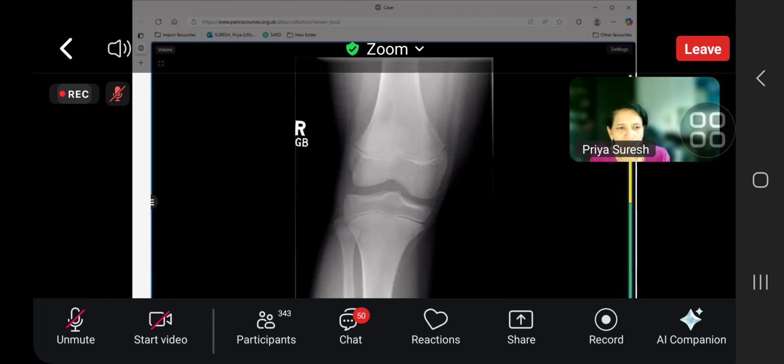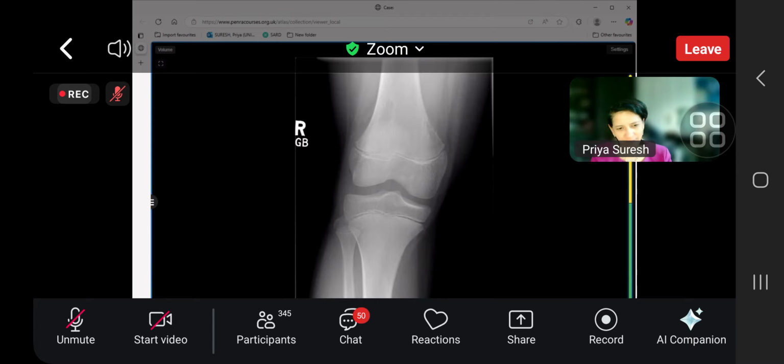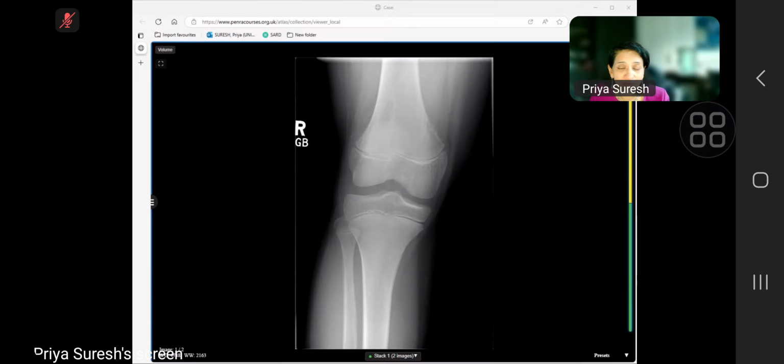Can you see the plain radiograph of the right knee? Yes, good evening. I'm candidate 3. Yes, I can see the X-ray. Okay, fine. So we start, your time starts now. So this patient was presenting with, again, knee pain. He's a 15-year-old.